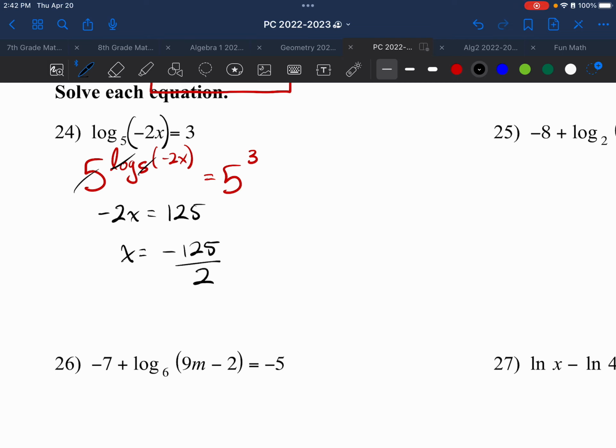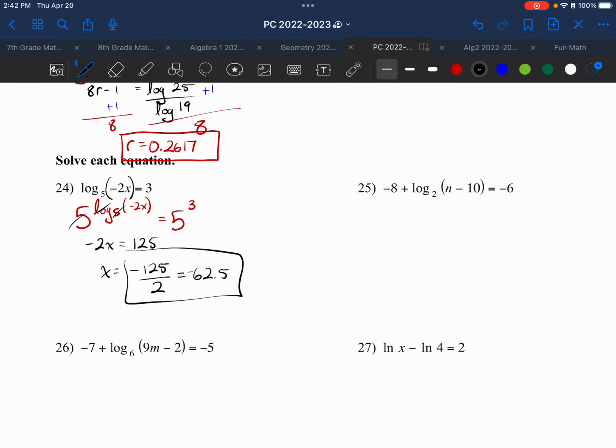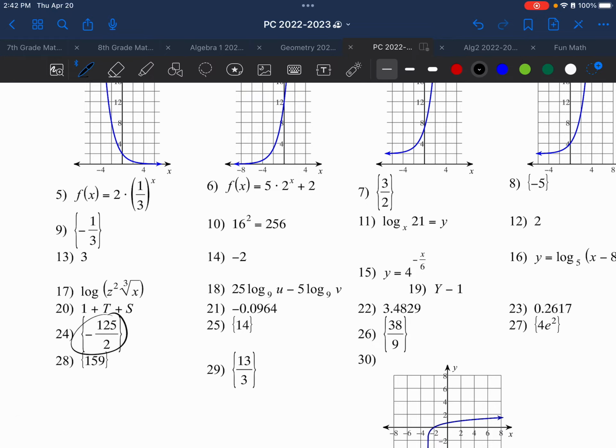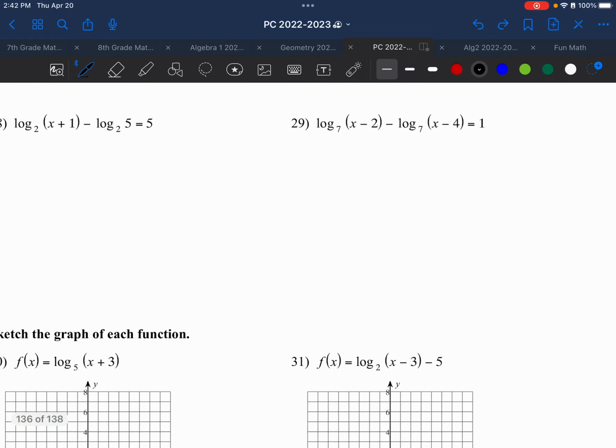And do we need to have decimals? Or is that going to be 62.5 with a negative symbol outside? I think either way. I'm curious what the answer key does. Number 24, -62.5. Number 24, no, they leave it as a fraction. Fractions are better. All right.